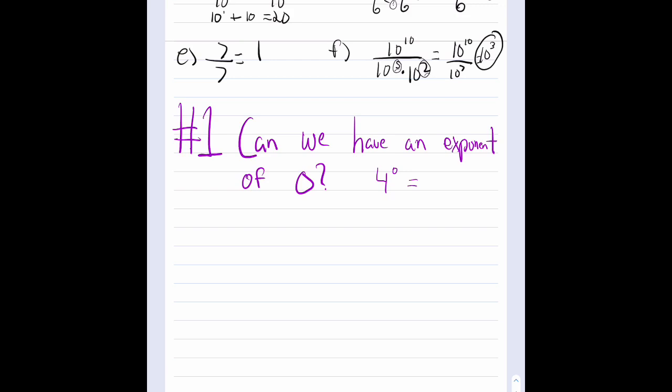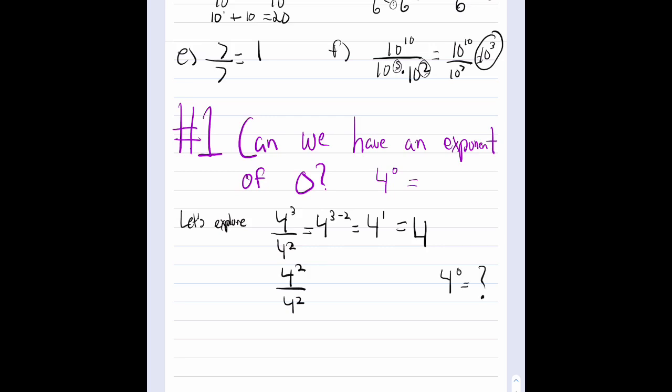I do want to show you something on how we can figure out what this is going to be. So let's explore here. Say we have 4 cubed over 4 squared. We know from the quotient rule that this will be 4 to the 3 minus 2, and then that will be 4 to the 1, which we know equals 4. Hopefully you guys agree with that. So your job is to think about this one, 4 squared over 4 squared. And you want to figure out what 4 to the 0 equals, starting from here.